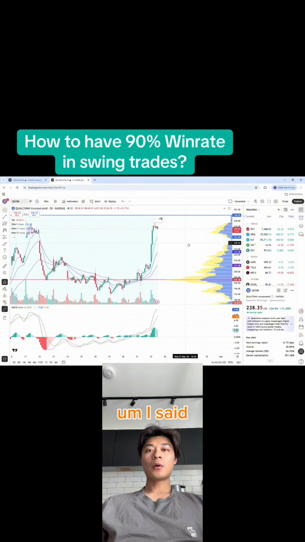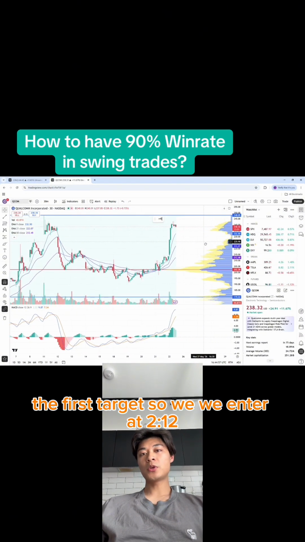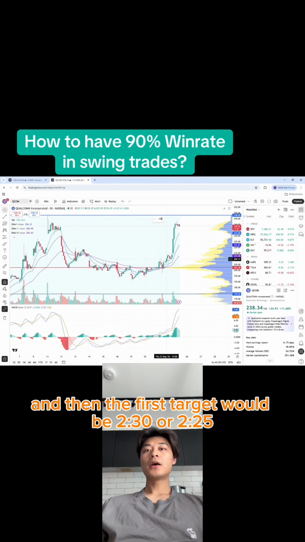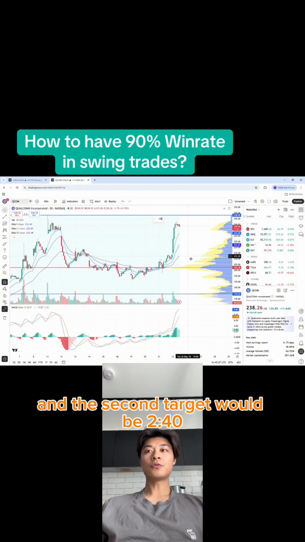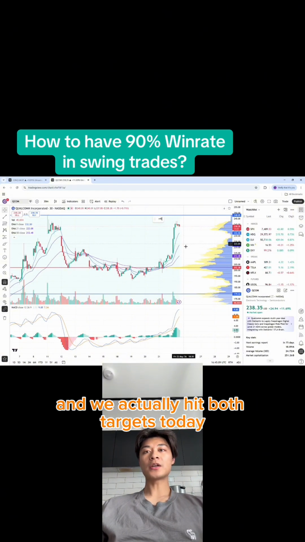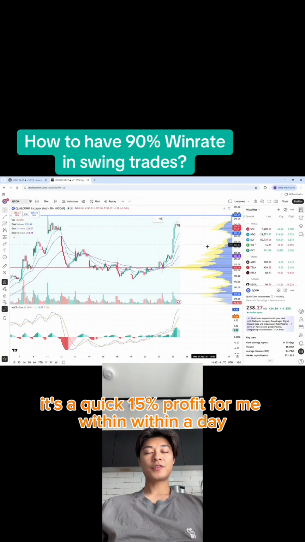I said we enter at 212 and then the first target would be 230 or 225, something like that. And the second target would be 240. And we actually hit both targets today, which is really good. It's a quick 15% profit for me within a day.